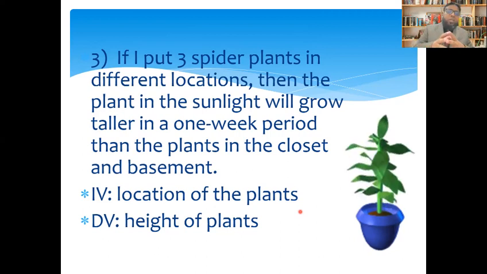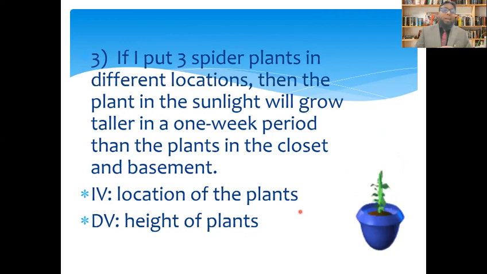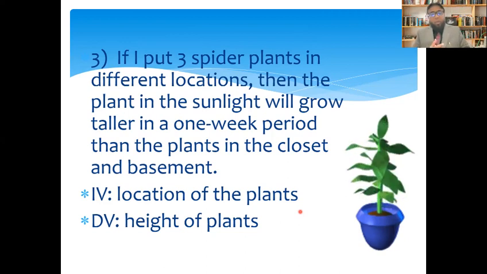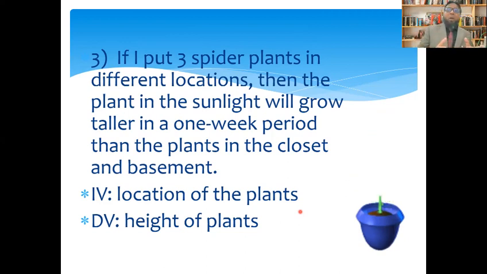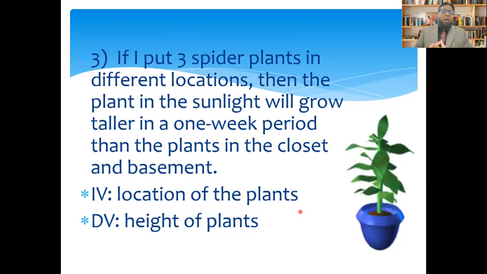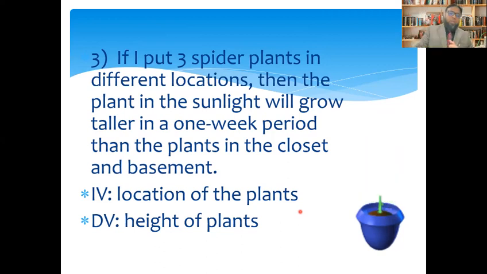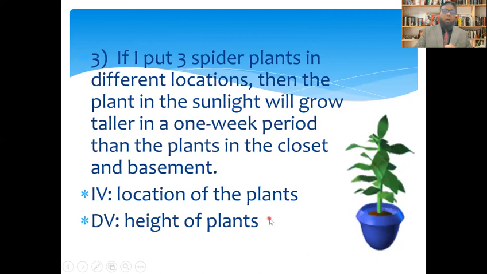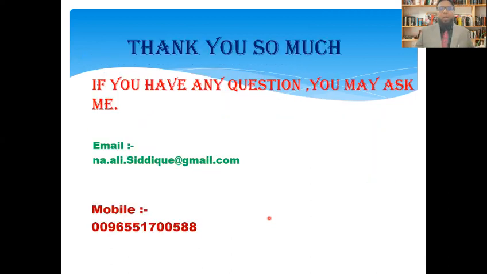So when the location changes, of course the dependent variable will also change. For example, if I keep the plant in a well-lit area, I will see the plant grow faster. It means the dependent variable, the height of the plant, is going to increase faster. So the dependent variable basically depends on the independent variable. This is all about the scientific method.